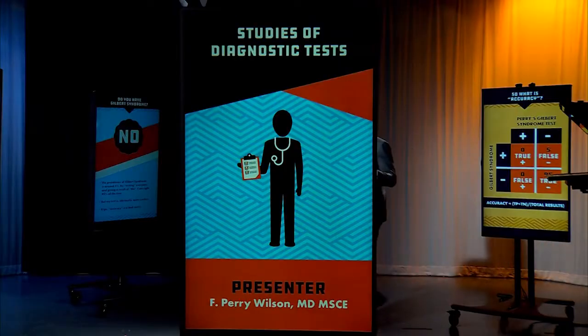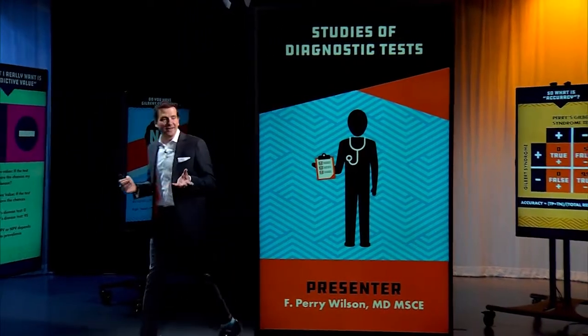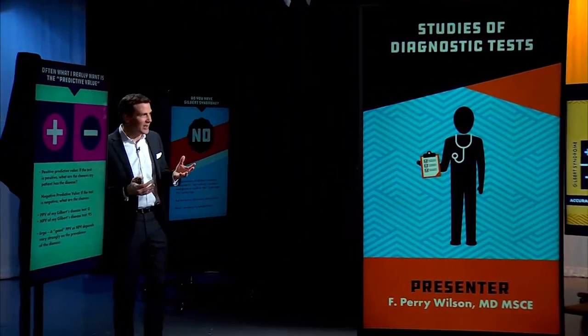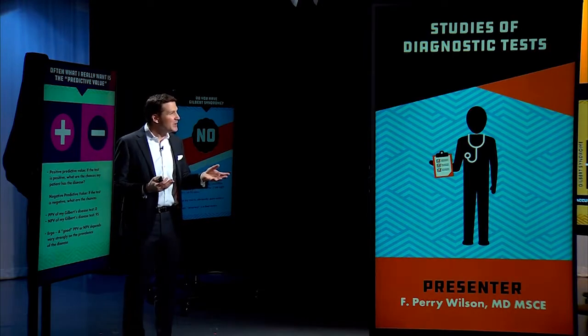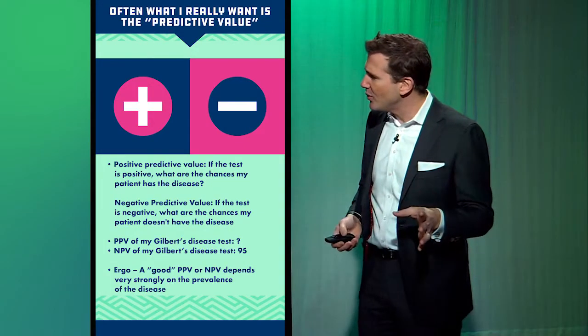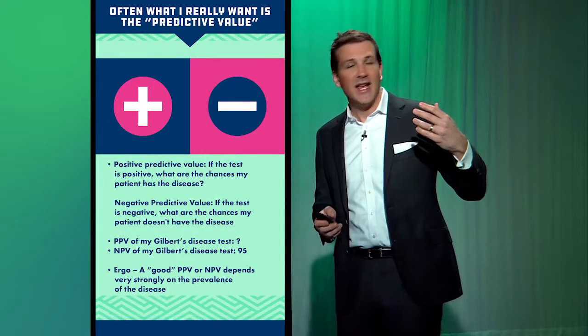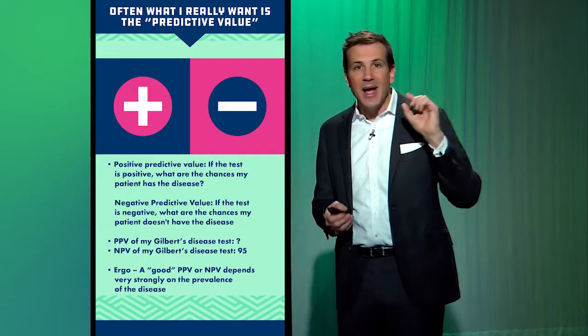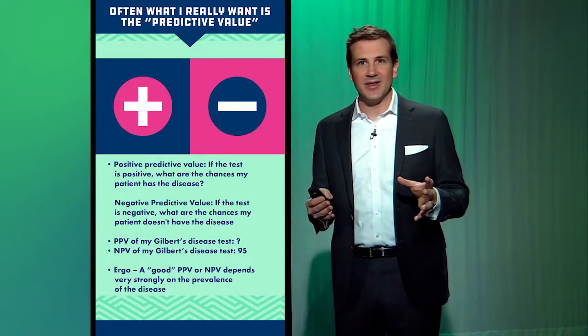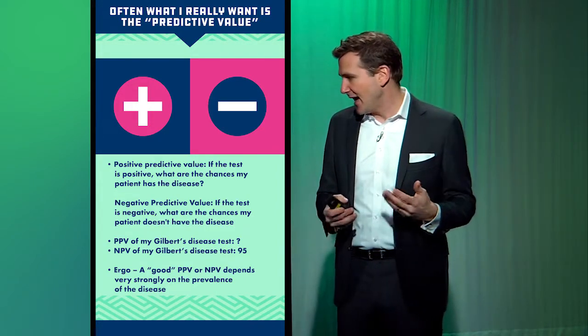All right, what do you want if you don't want accuracy? What other metric is better? Well, there are a number, and it really depends what question you're asking. Often what you want is something called positive predictive value, which is if the test is positive, what are the chances that the patient has the disease? Okay, so you get a test for HIV, let's say, it comes back positive. What are the chances now that the patient really does have HIV?